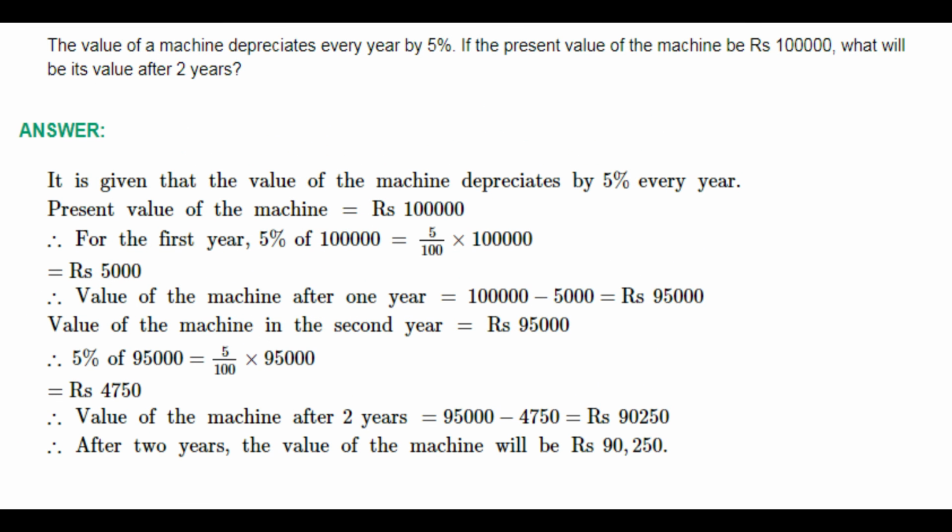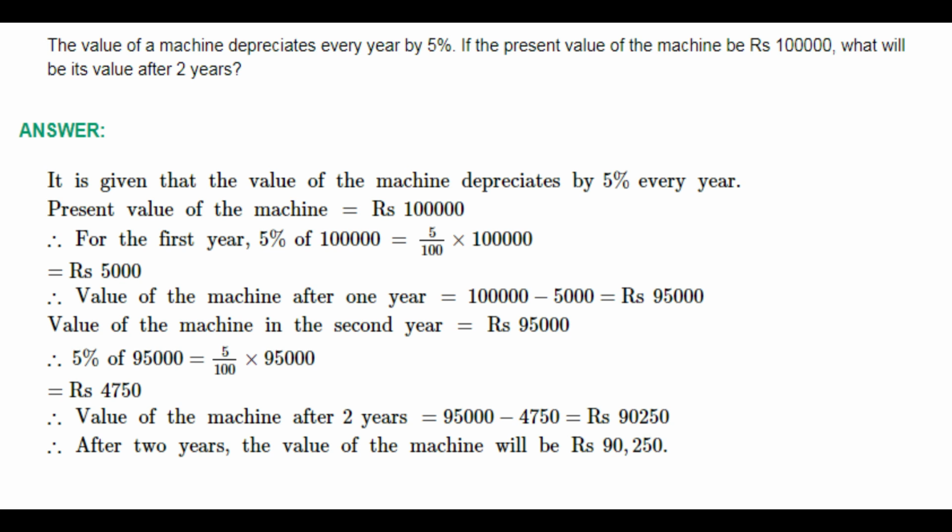Moving to our last sum of this percentage chapter, the value of a machine depreciates every year by 5%. If the present value of the machine is rupees 1 lakh, what will be its value after 2 years? So in this sum, they are telling you by how much percent the value of the machine is depreciating every year, that is by 5%. If the value of the machine is rupees 1 lakh, they are asking what will be its value after 2 years. So we know the value of the machine is 1 lakh, and it depreciates by 5%.